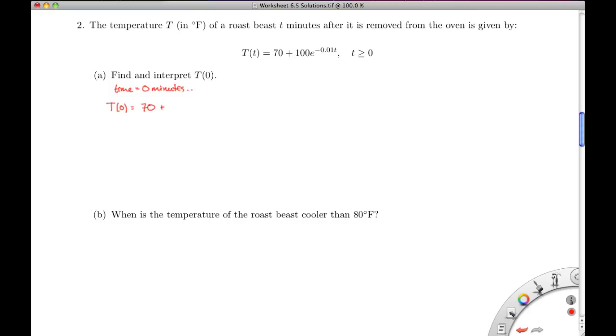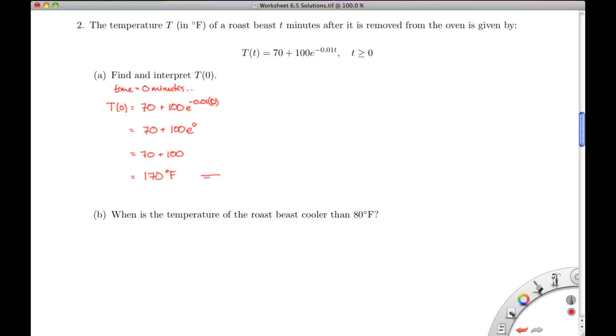So T of 0 would be 70 plus 100 times e to the negative 0.01 t, which in this case would just be 0. So we're going to get 70 plus 100 times e to the 0, which is just 1. So that's going to give us 70 plus 100, which would be 170 degrees Fahrenheit. That would be our temperature.